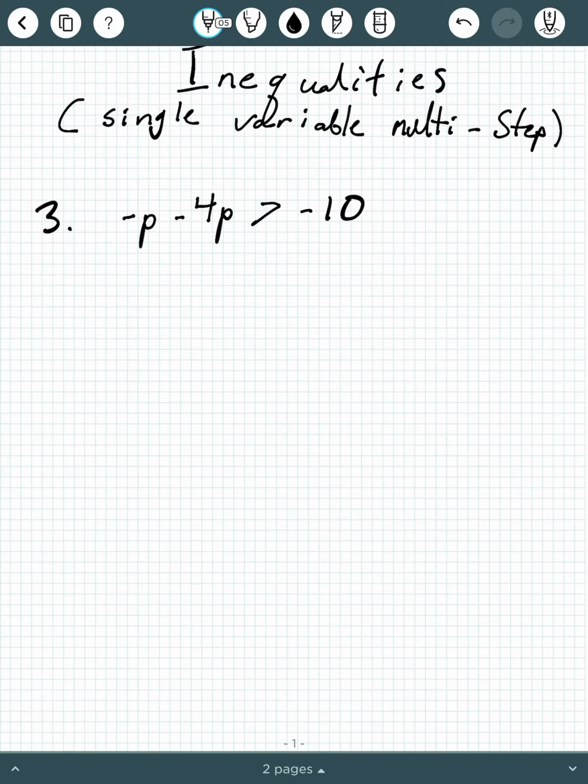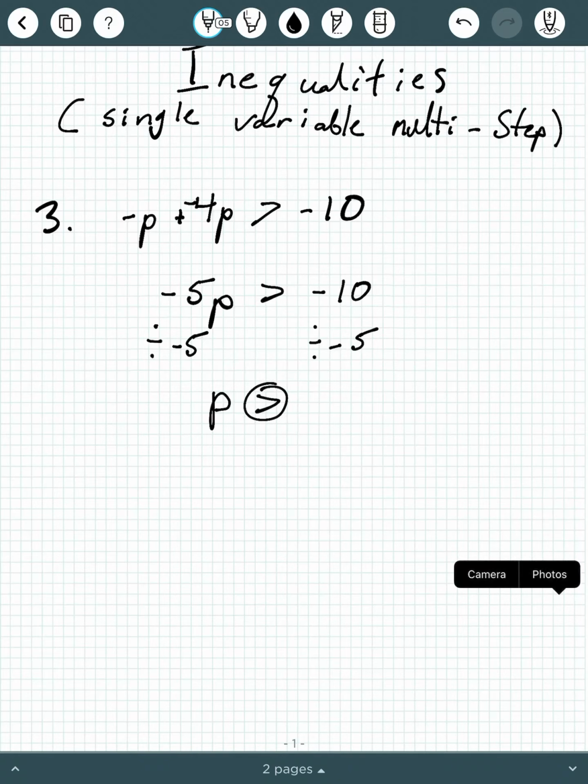Just like with the equation, we want to combine like terms, we want to undo multiplication and get p by itself. The difference is it's not going to be equal to one value. So negative p minus 4p, the same thing, that's like adding negative 4p, so we have negative 5p is greater than negative 10. We'll divide both sides by negative 5, and you'll see that p, well, for a second, we'll say is greater than 2.